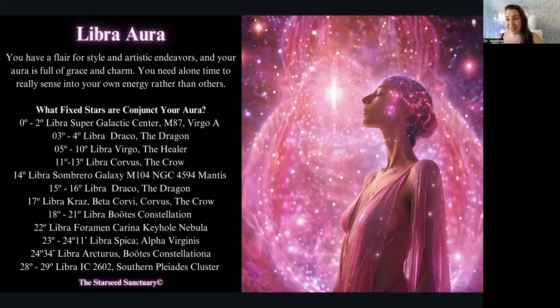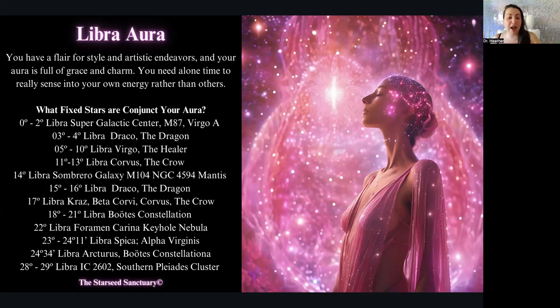And then we want to look up what fixed stars are conjunct your natal asteroid aura. So 0 to 2 degrees of Libra is going to be the super galactic center, M87 or Virgo A. This means that your aura is probably incredibly magnetic. You really probably pull people into your energy field a lot. So it's even more important when you have black holes conjunct your aura to make sure that you are shielding and protecting your energy and that you're really intentional about who and what you interact with, because people are just so magnetized to you.